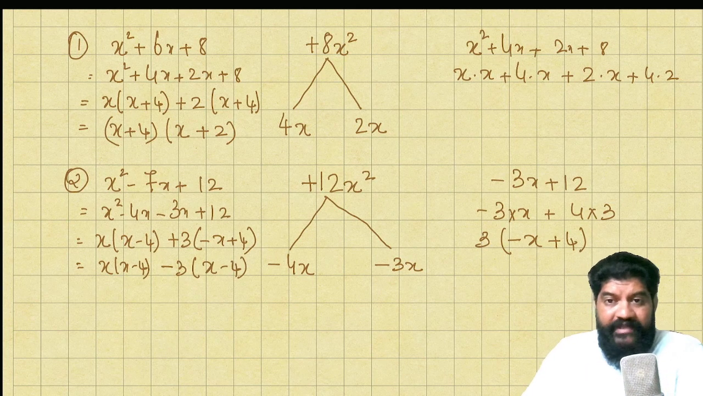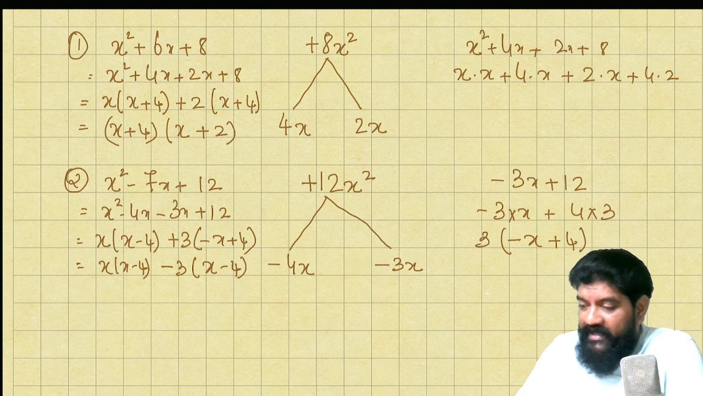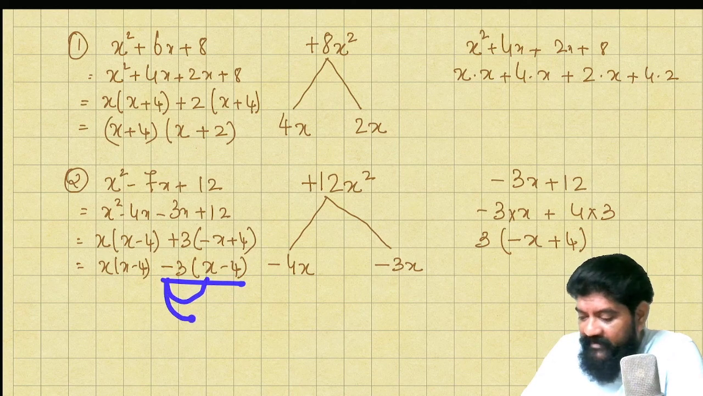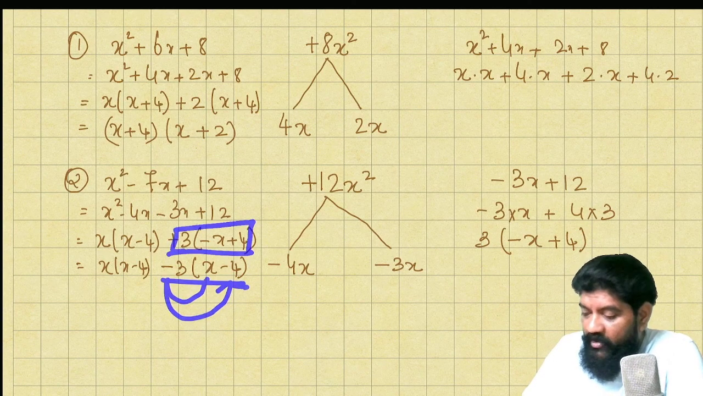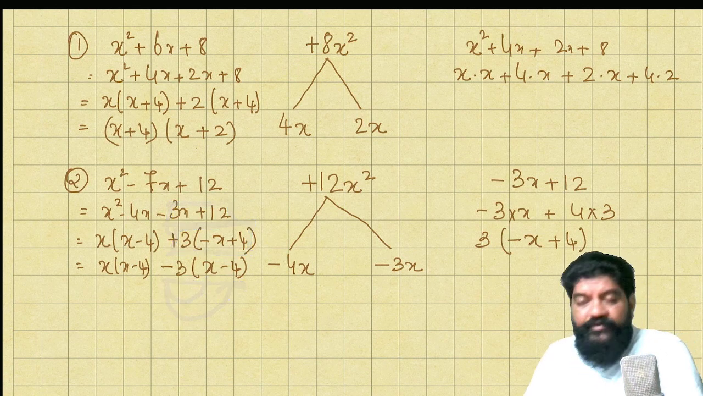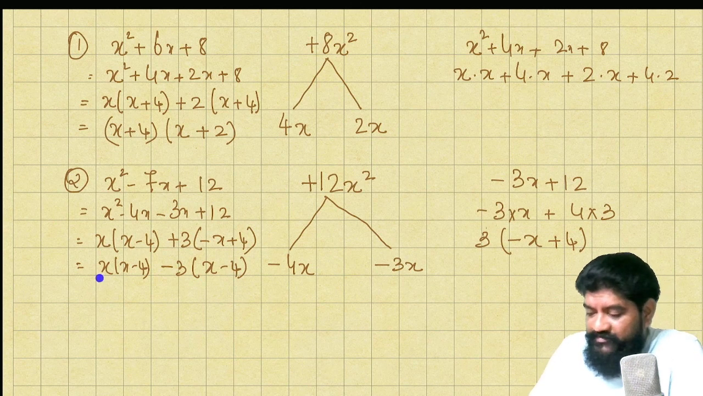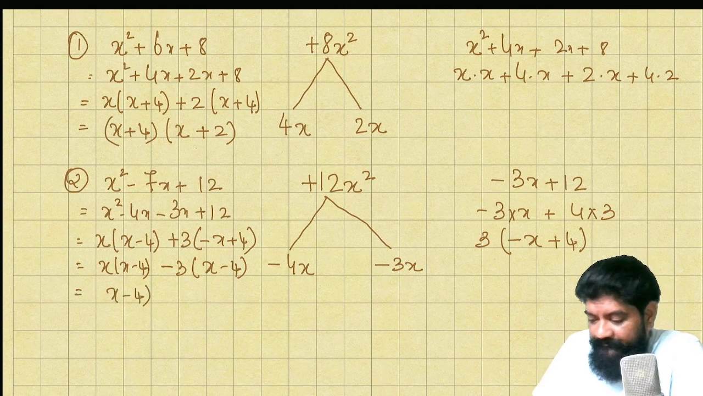One way you can check if you're correct is to multiply and see if you get back your previous step. If I multiplied minus 3 with the x and minus 3 with the 4, minus 4, will I get this? If that is true, then you're correct. Now I can see that from these two terms, term 1 and term 2, x minus 4 is a common term. So I can take that out common and I'll remain with x minus 3.